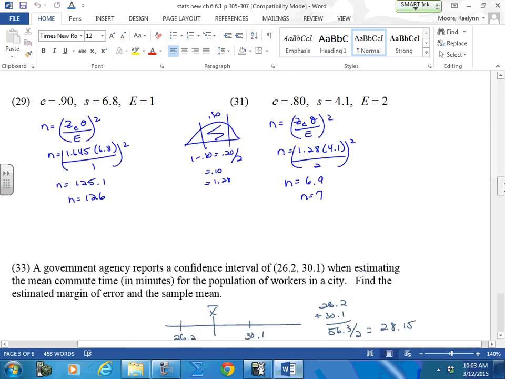Sometimes I think what happens, statistics makes a lot of sense, but you're so used to plugging into a formula, getting an answer, that you forget to step back and see how it makes sense. Are we okay with these?